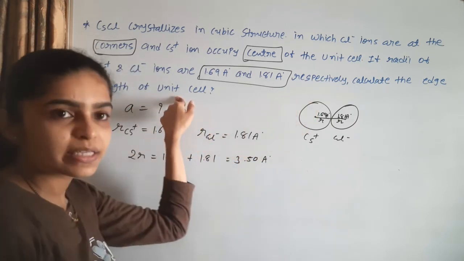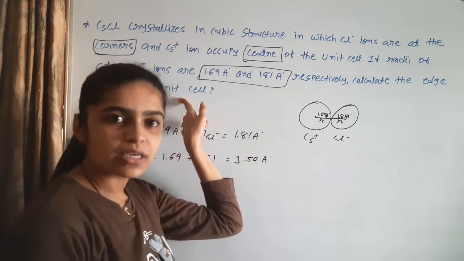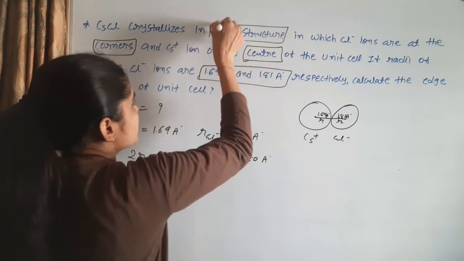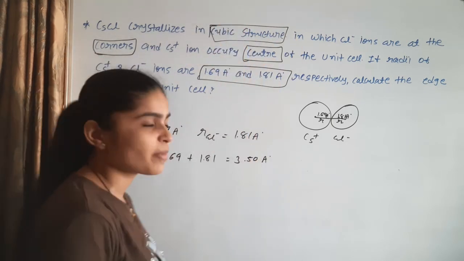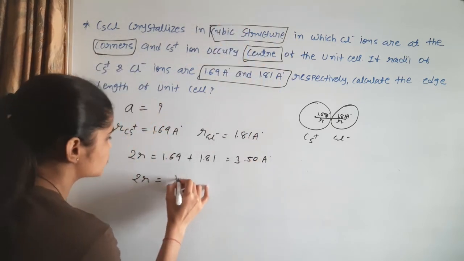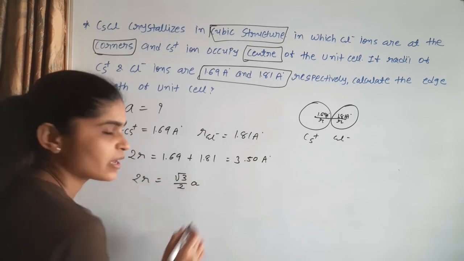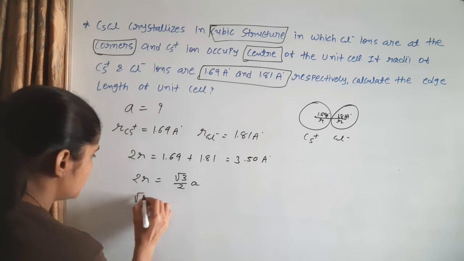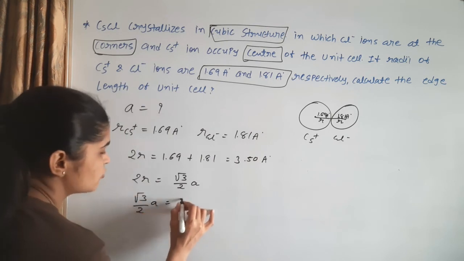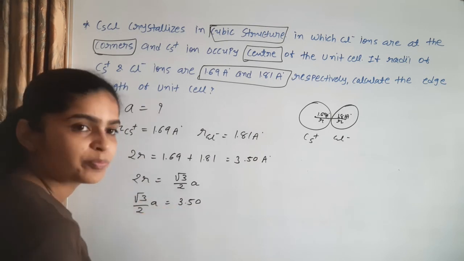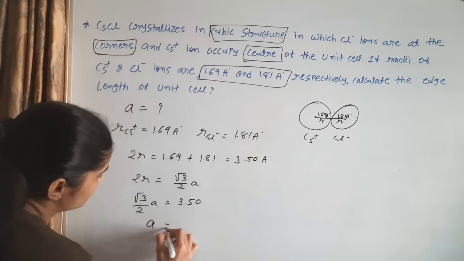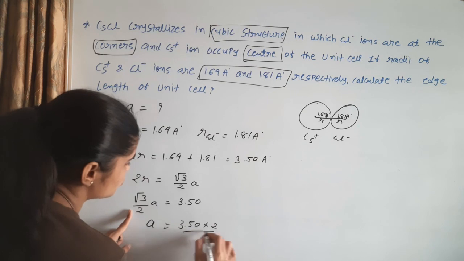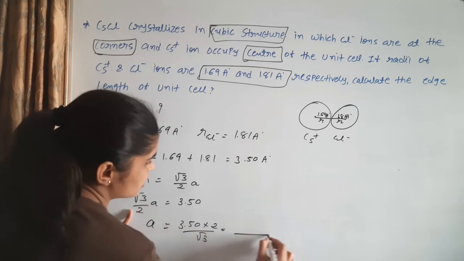Then calculate the edge length of the unit cell. Which type of unit cell? Cubic, FCC or BCC. In this, a cubic structure is given. In the previous lecture we remembered that 2R is equal to root 3 by 2 a. So 2R value is given: root 3 by 2 a is equal to 3.50. We find that a is equal to 3.50 into 2 divided by root 3. This is the answer.